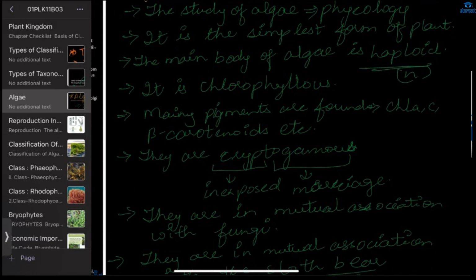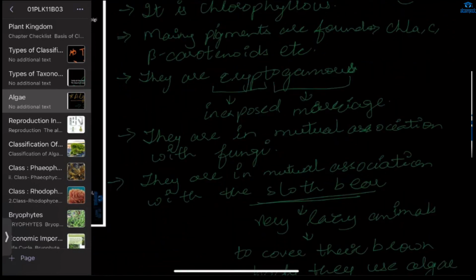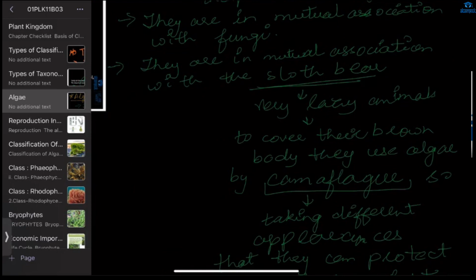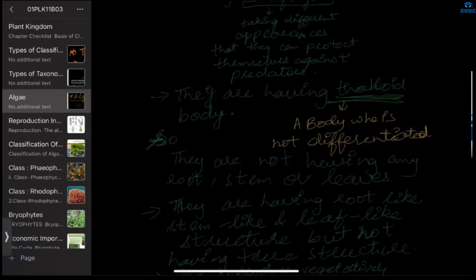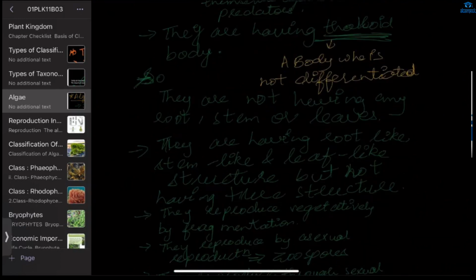Okay, they are cryptogamous because their gametes are not exposed, and then they are in mutual association with what? Fungi. Somewhat, some are also in mutual association with the sloth bear, because sloth bear uses it as a shelter or uses it for its protection from their enemy. उसके बाद क्या है? They are having thalloid body structure, means their body is not differentiated into any leaf, any stem or any root-like structure. Instead of what? They are having root-like, leaf-like and stem-like structure in them.